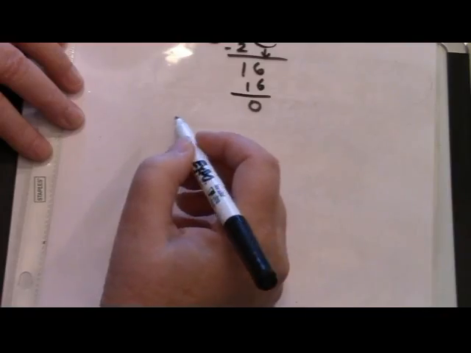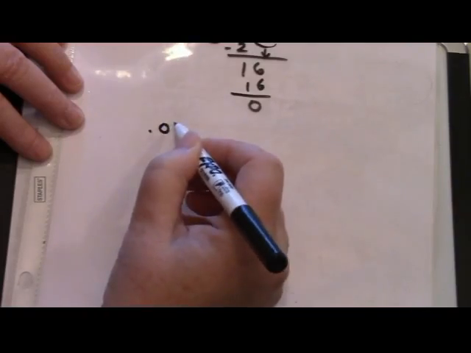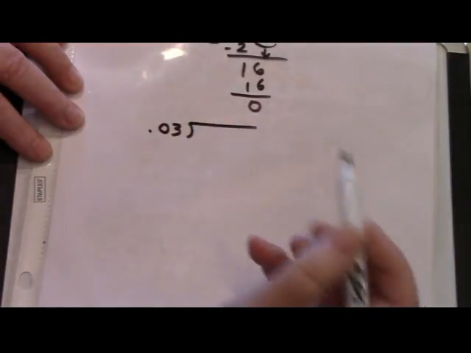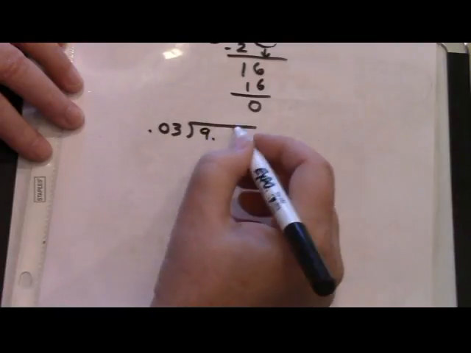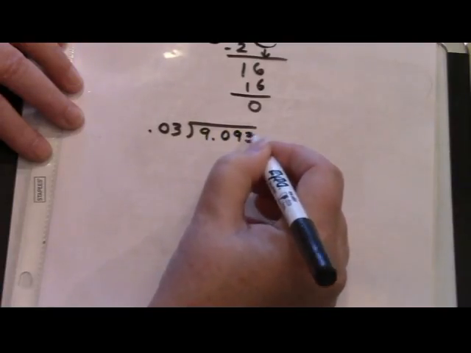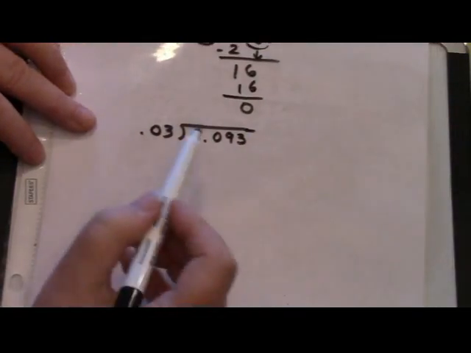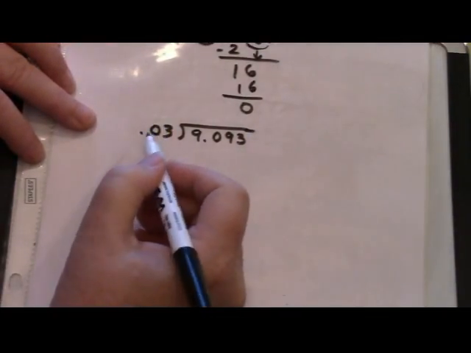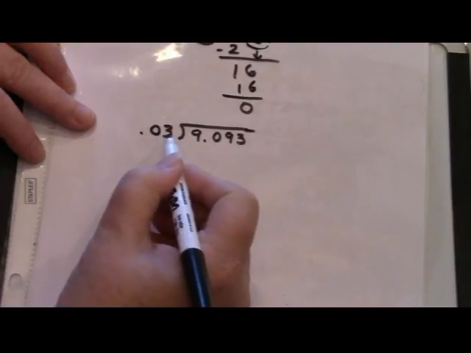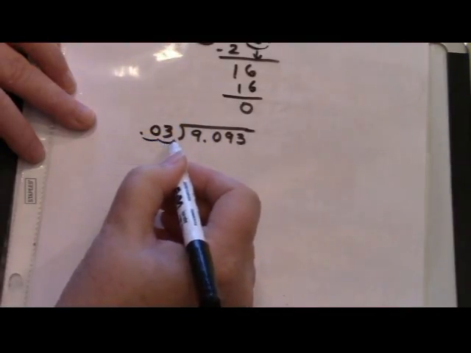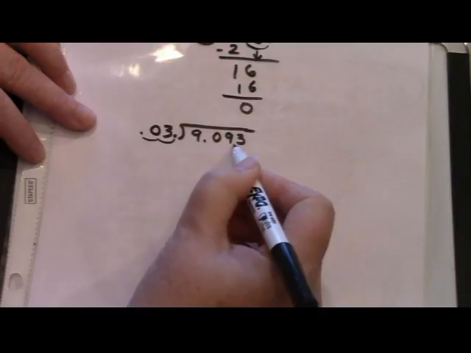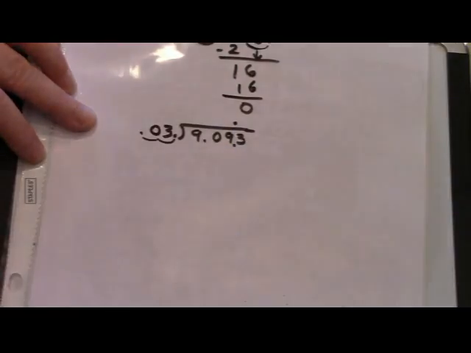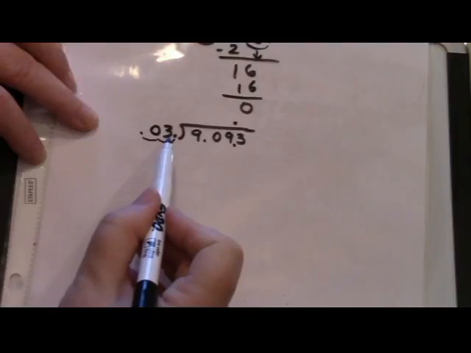What if I have a number, let's say it's 0.03, and I want to divide that into, let's say 9.093. Okay, well, this time I'm moving my decimal. How many places to make 0.03 a whole number is I'm moving it 2 places, which means I have to move this one also 2 places, and the decimal is going to go right up there.